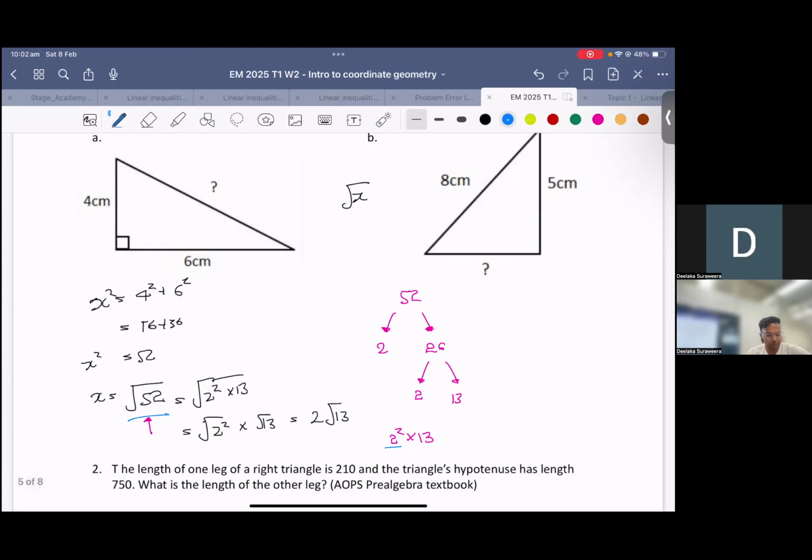Now, once you become comfortable noticing square factors immediately, like if you notice there's a 4 in there, you can do it straight up. I don't do all these steps. The way I think is, 4 is a factor of 52, so I can get rid of that 4. 4 is 2 squared, so I factor out a 2. What's left over? 52 over 4 is 13. So it's 2 root 13. You can skip some of these steps. Make sense? You don't have to do this every time, but at the start, you can do it slowly like this.